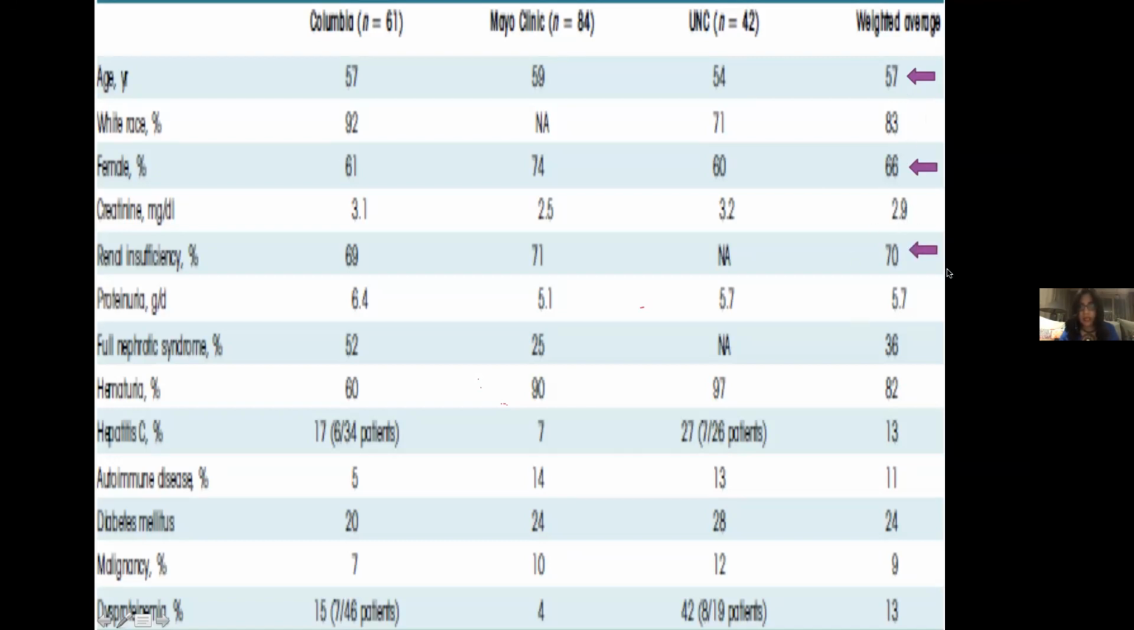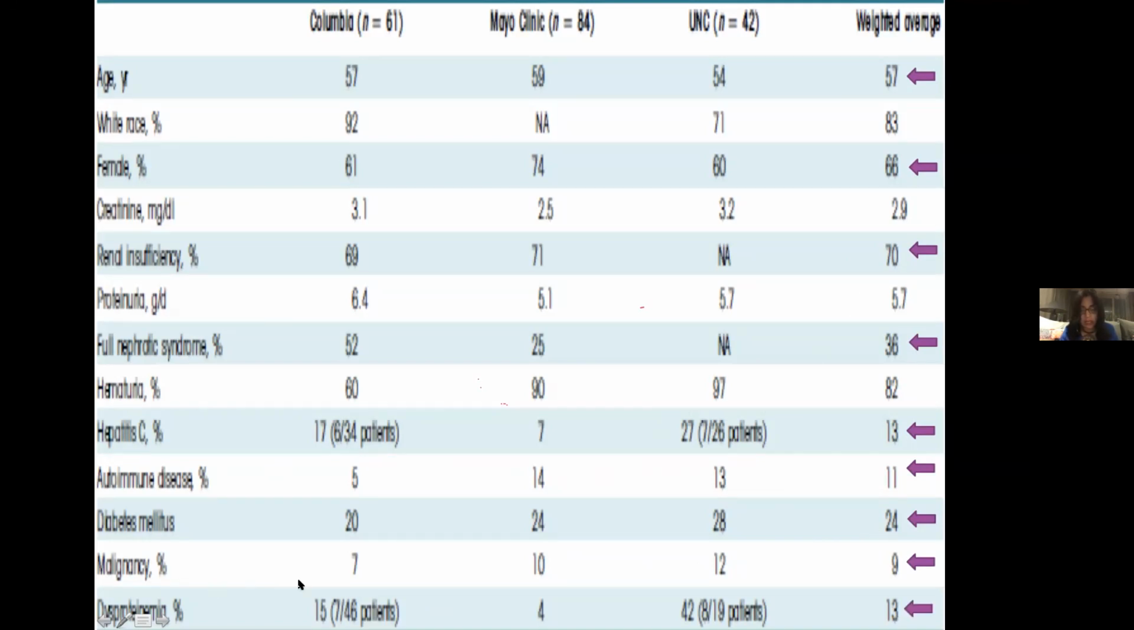Most of their patients, 70%, presented with renal insufficiency. 36% of them had full nephrotic syndrome. All of them presented with hematuria. 13% had hep C, because one study really had a large number of patients. And 11% presented with autoimmune disease. Again, 24% with diabetes, as I mentioned early in the introduction, 9% with solid organ malignancies, and 13% with dysproteinemia.